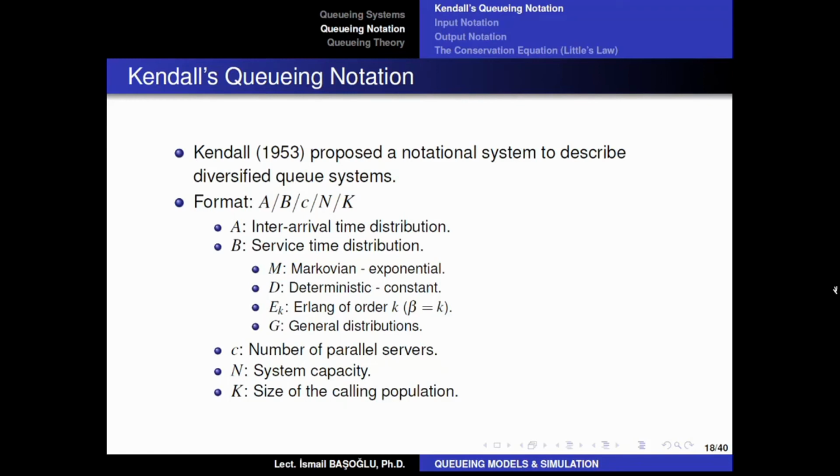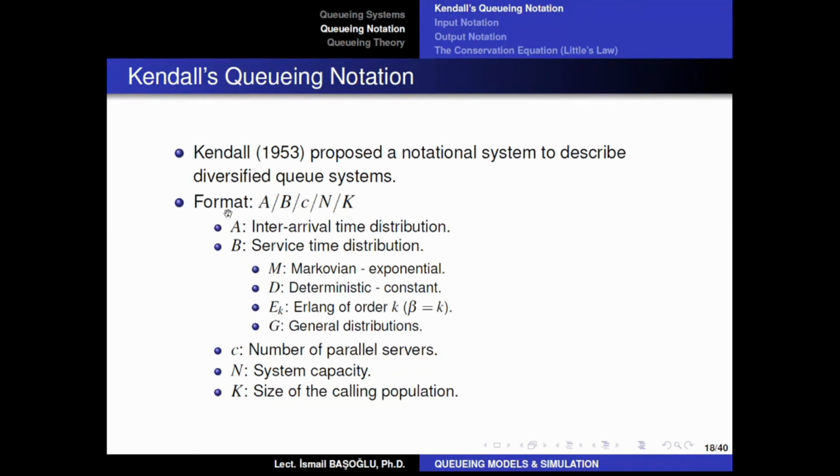Now, we are going to move to notation of this queuing system. We are going to show the Kendall's queuing notation. Kendall's queuing notation is a queuing notation which describes simple queuing systems. It was invented by Kendall in 1953. This is basically a commonly accepted queuing notation by the whole world. Almost everybody who studies queuing theory or queuing systems uses the Kendall's notation to describe the queues.